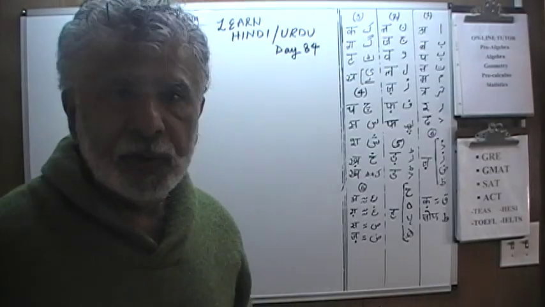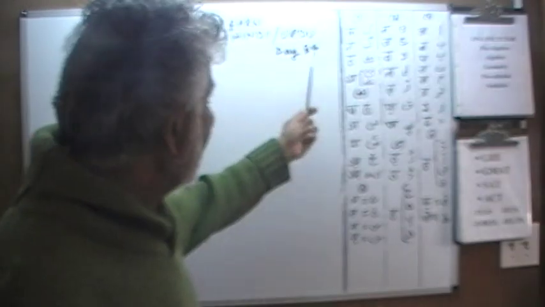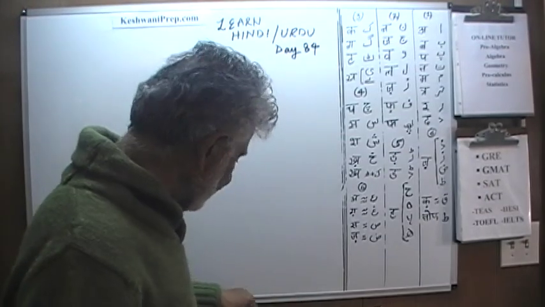We are here because we want to learn to read and write Hindi. We are also here because we want to learn to read and write Urdu. We are doing both at the same time. Today is our lesson number 84. Let's begin. Let's see what we have today.